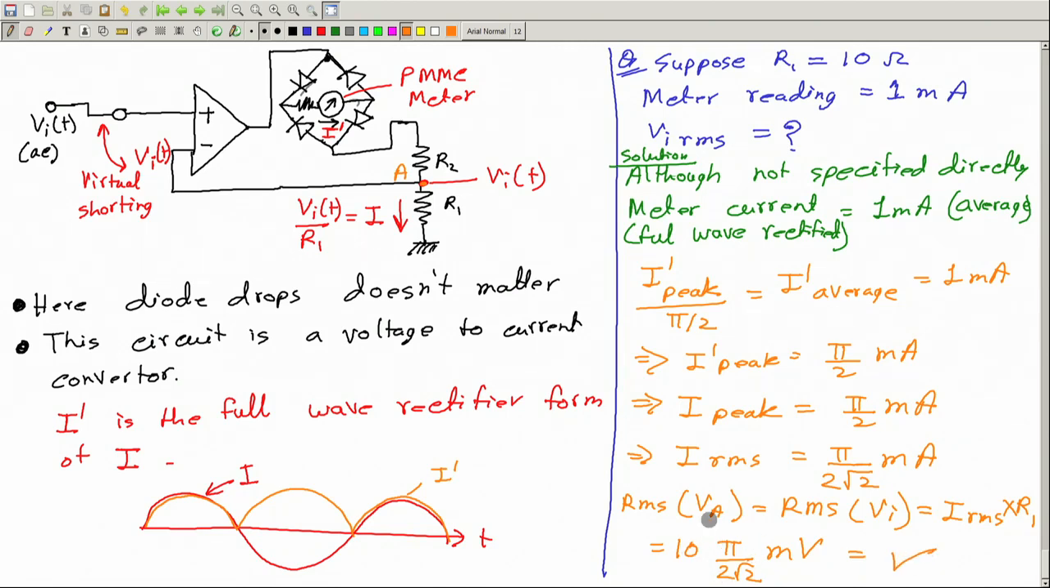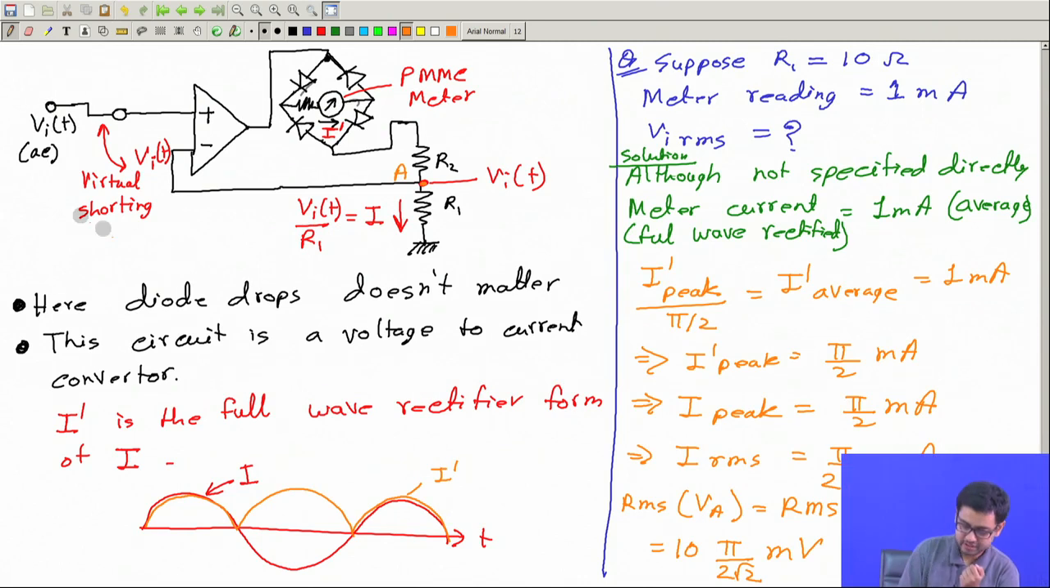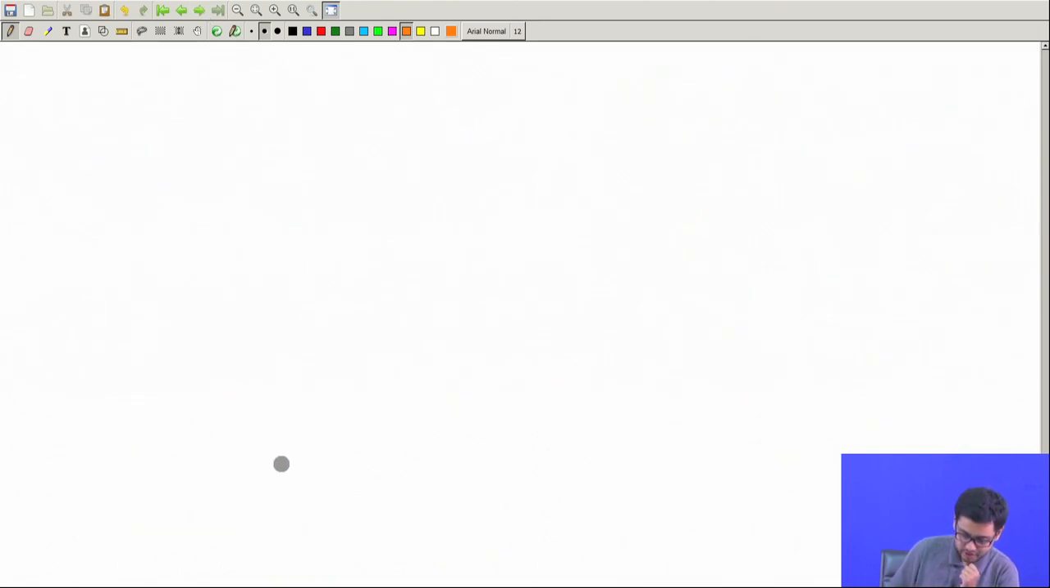So this is how you can do it. This is a full wave rectified voltage to current converter, and this way we can measure the unknown voltage by observing the reading of this meter. So I guess I have talked enough about voltage measurement.